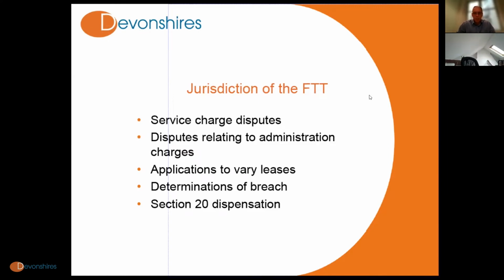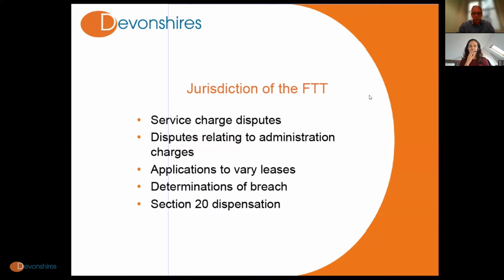So as a result of the changes to the tribunal system in 2013, the jurisdiction and the types of things that the tribunal can deal with have been expanded upon, and traditionally what these now encompass are service charge disputes, disputes also concerning administration charges, applications to vary leases. So there's various statutory provisions that enable parties to apply to vary their leases in certain circumstances. You can also apply to the First-tier Tribunal to make a determination on a breach of a lease.